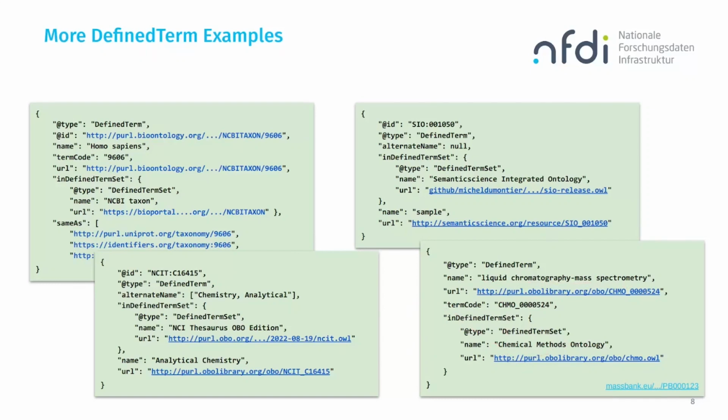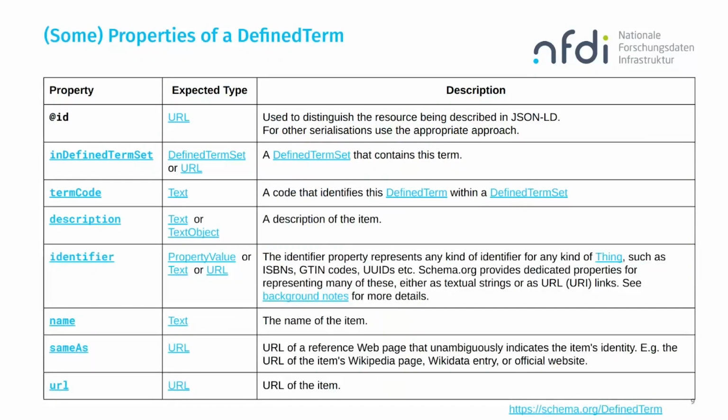And this is my start for a plea for help. So we see that for the properties of a defined term, there is a number of them. I picked a reasonable subset of these that could be interesting. So term code is a string as identifier. There's also identifier, which is described as that. And we also have URL.